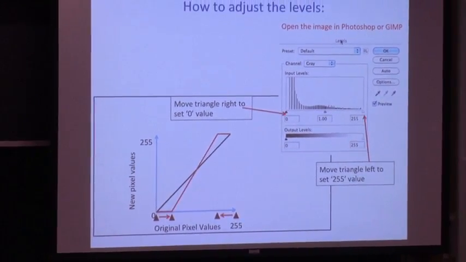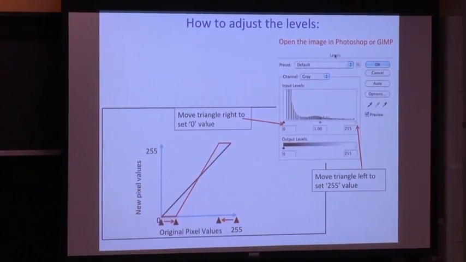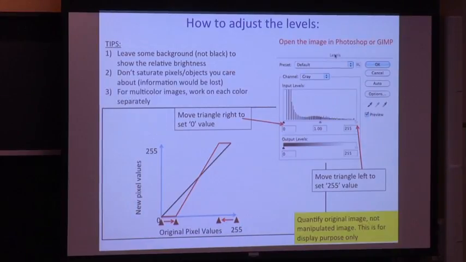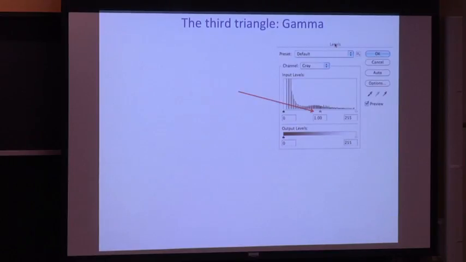But the more interesting adjustment that we can do, these are just some tips to look at later, is to use this third triangle, which is called gamma, right? Does anybody know what the gamma does or heard that name before?